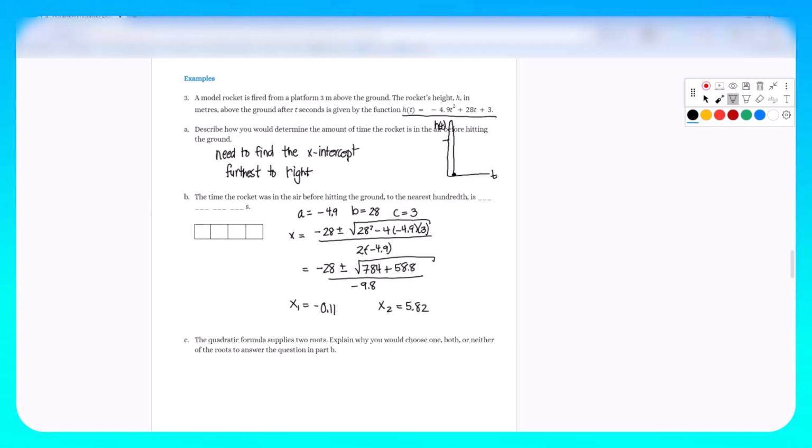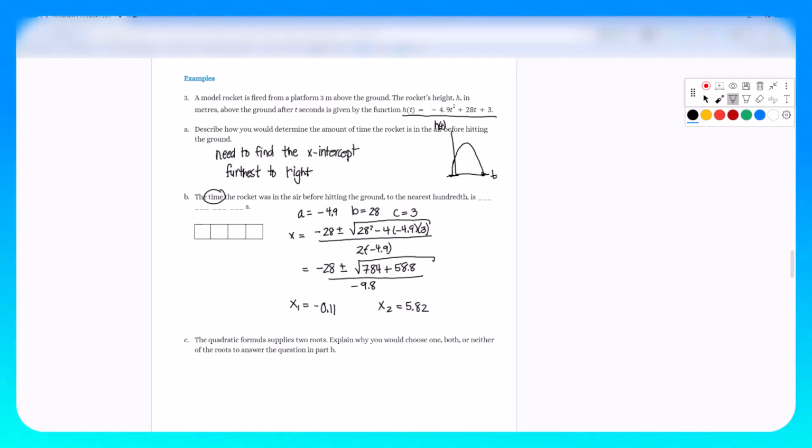So what does this mean? Well, notice we got this negative 0.11 here and 5.82. And we are talking about time. Now, this graph, this is a bad graph. If I graph this thing a little nicer here, it actually kind of looks like that, where t represents the time and h of t represents the height.